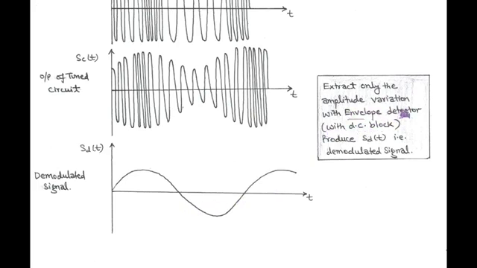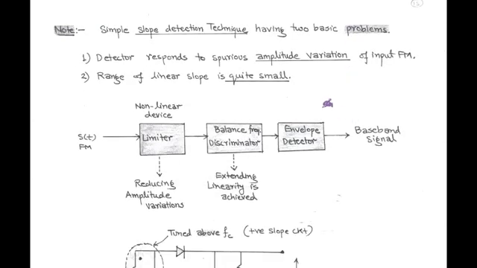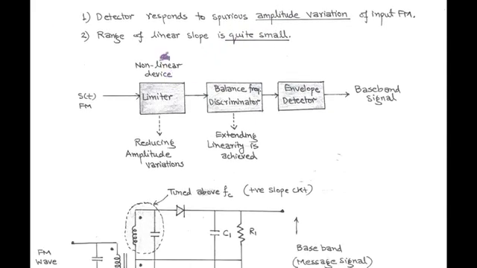Here in the envelope detector there is DC blocking. Now we note a point. In the frequency discrimination method, we use the slope detection technique, which has two basic problems. First problem is unexpected amplitude variation of the input FM wave, and the second problem is the range of the linear slope is quite small. And in order to avoid these problems, a limiter followed by a balanced frequency discriminator is used before the envelope detector.